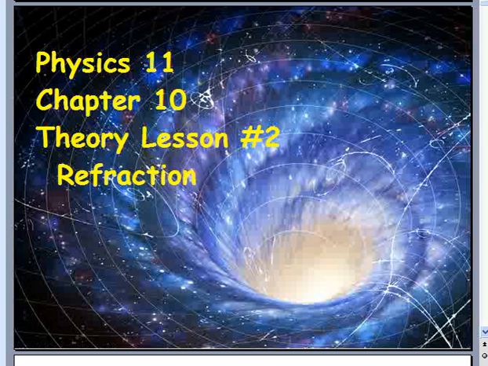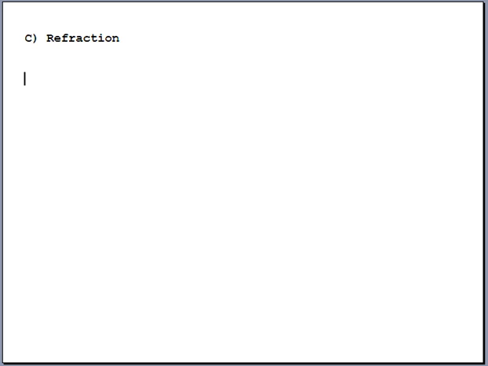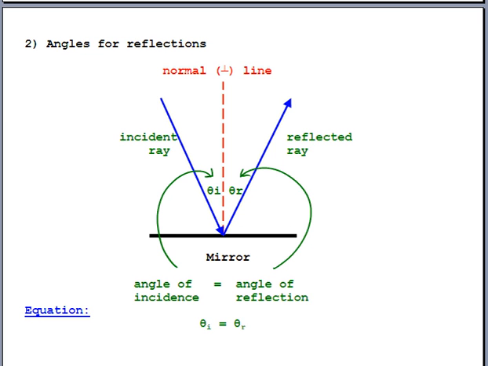This is our second lesson for our waves unit for Physics 11, and in this lesson we're going to take a look at something called refraction. Now, just a quick little reminder of where we left off last day. Last day we were looking at reflections, and we talked about how for a mirror it was actually really nice. The angle on the way into the mirror is equal to the angle on the way out, and in the world of physics we love measuring compared to this normal line.